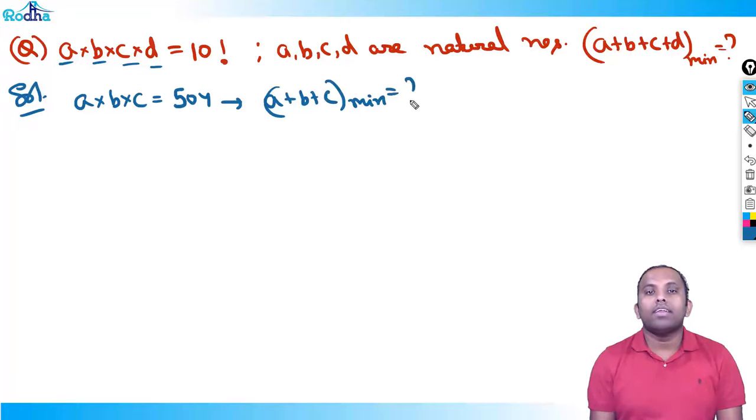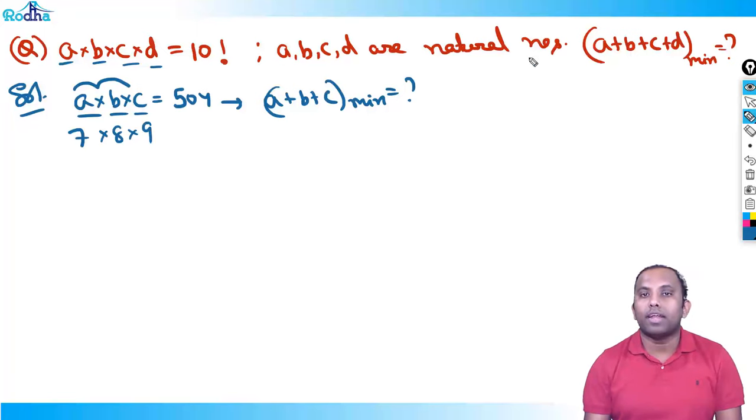So in this case, I can solve, right? I know that the product is constant, so the sum will be minimum when numbers are equal or as close as possible. When A, B, and C are natural numbers, you'll see that 7 into 8 into 9 will satisfy. So 7, 8, and 9. What is the answer? 7 plus 8 plus 9, that is equal to 24.